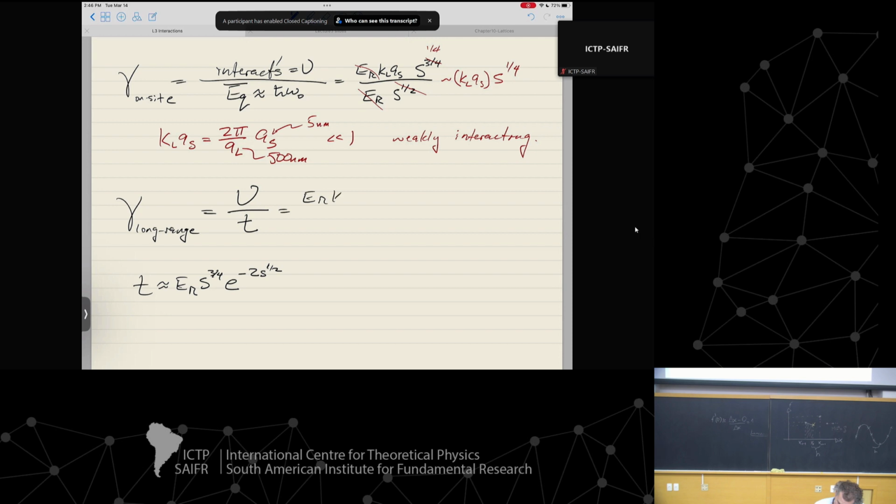It's still ER k_L a_s times S to the 3/4 up top. But now on the bottom, I have S to the 3/4 times e to the minus 2 S to the 1/2. And you see that's great because this is going to go like k_L a_s still, but times e to the plus 2 S to the 1/2. Okay. So this ratio here is still small. It's still the same thing, which we said is roughly 2 pi over 100. But I can make this number really large.